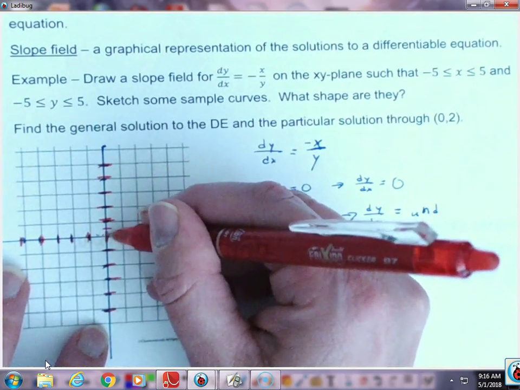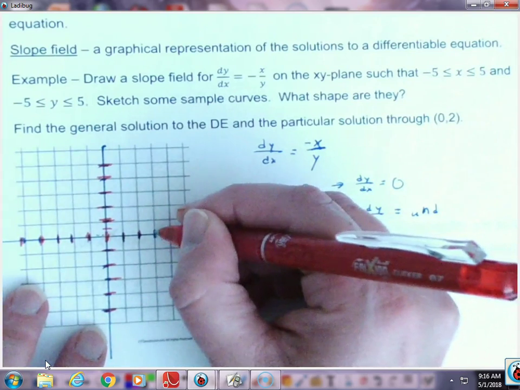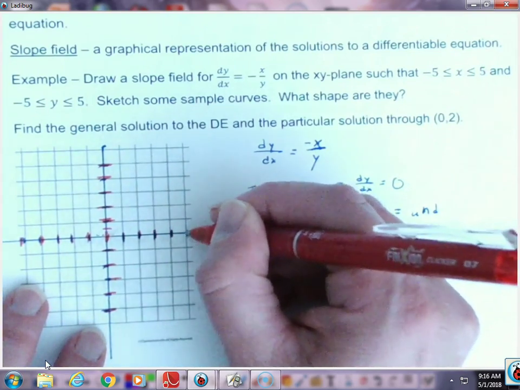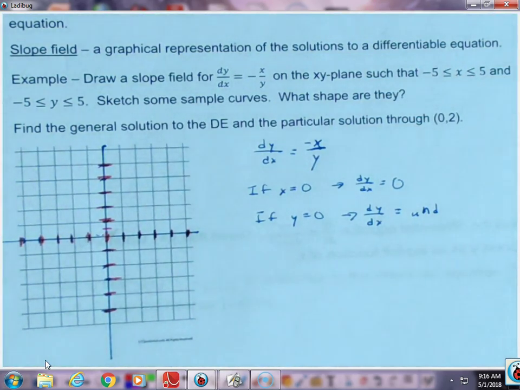No, undefined. Okay, so I need to change that. And actually 0 over 0 is an indeterminate form, and means it might not even be a straight up and down line. But we'll figure out why in a second. Okay, so now it just kind of doesn't look all that much different.